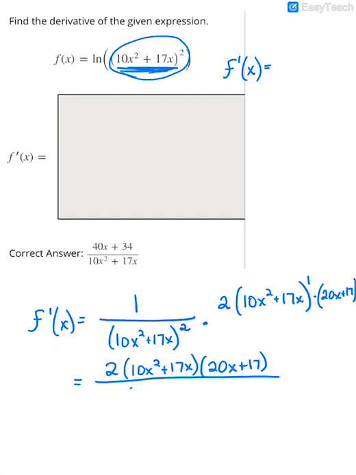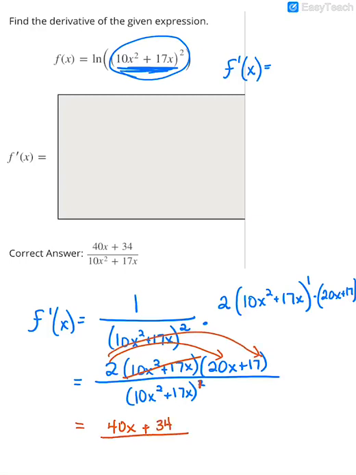On bottom, we have a 10x squared plus 17x, but that factor appears twice. So when I go to simplify, this factor on top will cancel with one of the factors on bottom, and then we're left with, on top, the 2 times the 20x would become a 40x, plus the 2 times the 17 would be 34, and then on bottom we get a 10x squared plus 17x, which you really don't necessarily have to have the parentheses there. So that would be my final answer for the derivative.